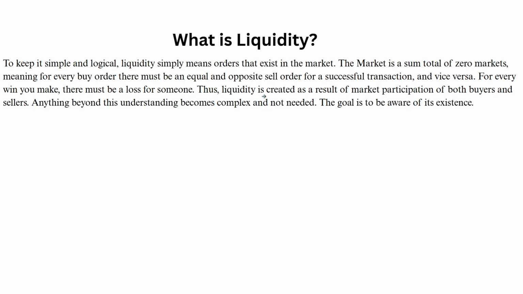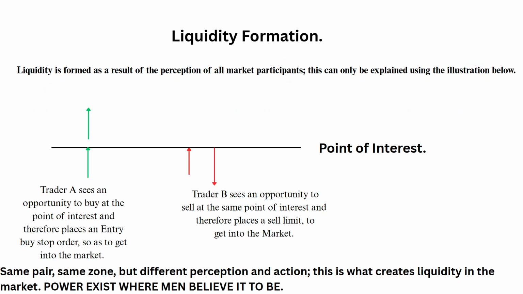You start to think. Thought process is the beginning process for every institutional order flow trader. If you want to trade institutional order flow, you've got to think. Thought process.